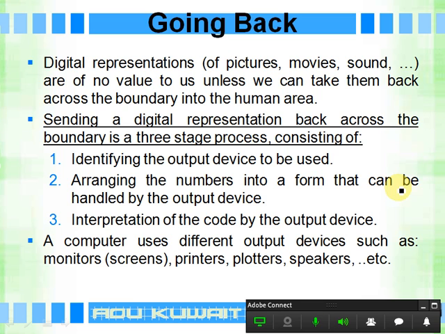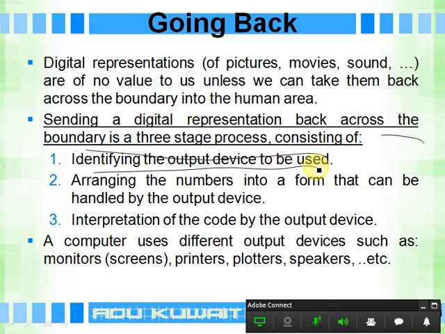So we need to check how we can take that back from the digital form. So sending a digital representation back across the boundary is a 3-stage process. Number 1, identifying the output device to be used. In which output device do you want to take it back?